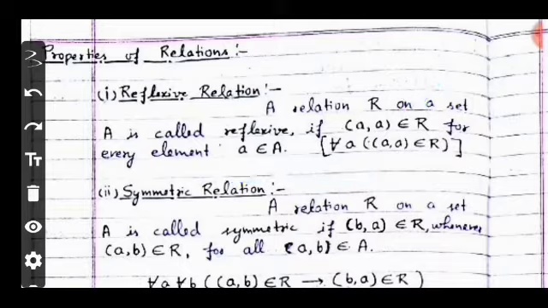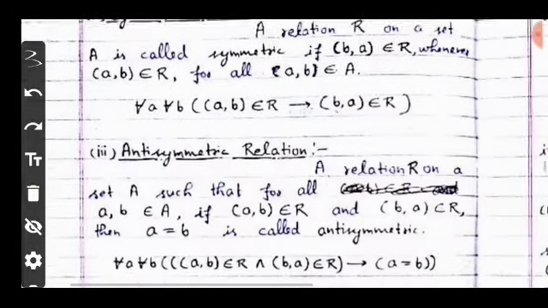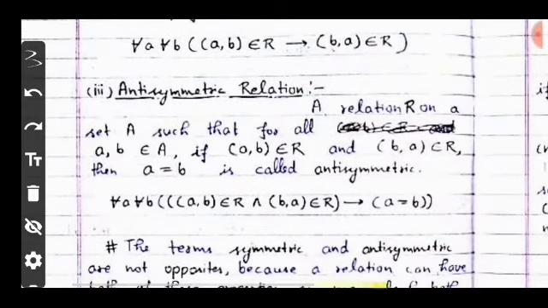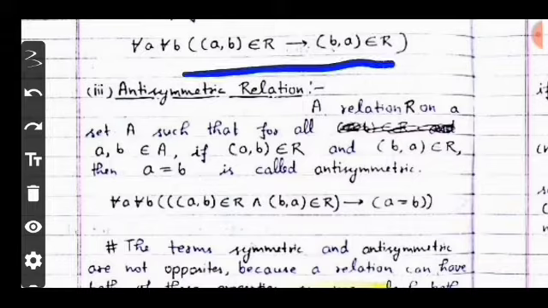Now move on. Next, symmetric relation. A relation R on a set A is called symmetric if (b, a) belongs to R whenever (a, b) belongs to R, for all a, b belonging to set A. So it is precisely defined as for all a, for all b, (a, b) belongs to R implies (b, a) belongs to R. So it is called a symmetric relation.